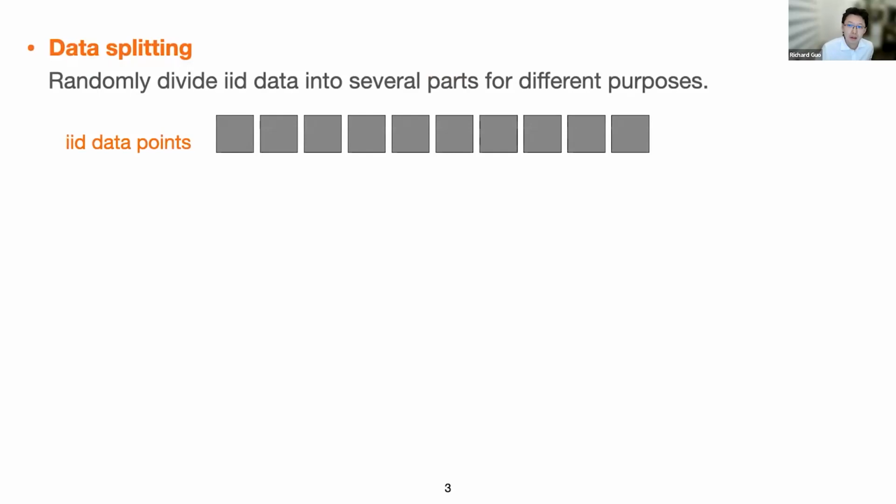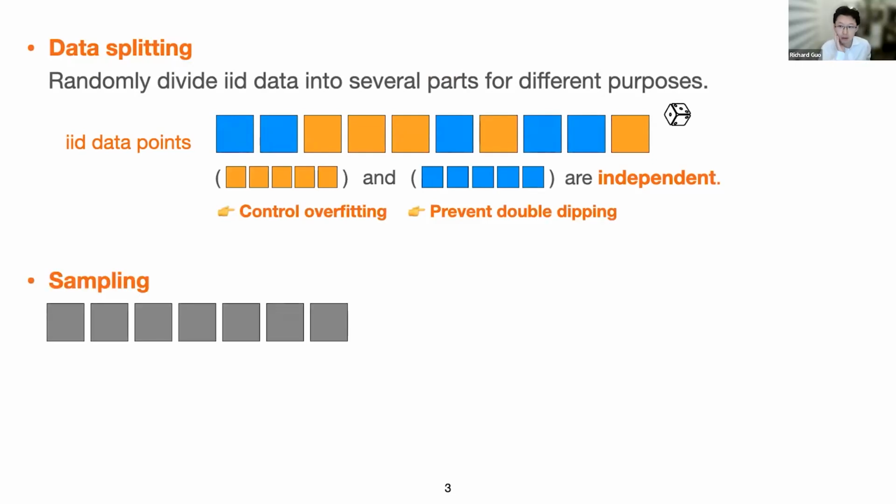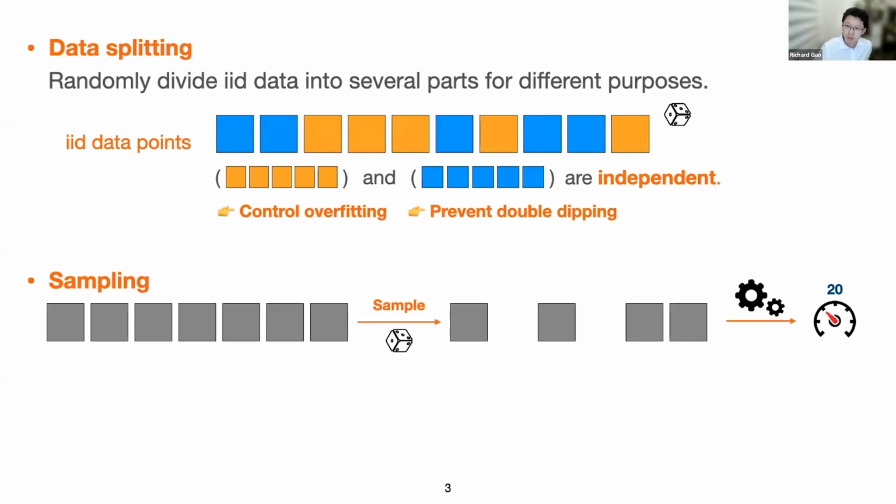One prominent example is data splitting, that is, randomly dividing your data points into several parts for different purposes. Even this trivial division offers independence between the samples, which is quite valuable by itself, for example, to control overfitting and to prevent double dipping, which I will come back to in a moment. There are other ways to construct randomized procedures, for example, through sampling. You could introduce rejection sampling into a procedure to retarget your data to some specific population for which you want to compute something of interest.